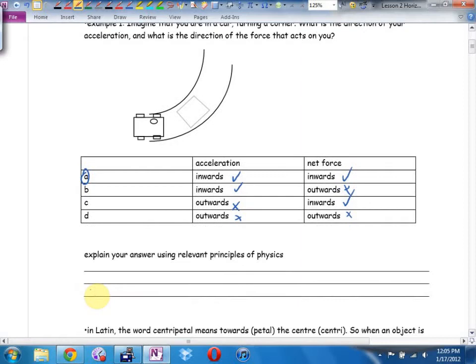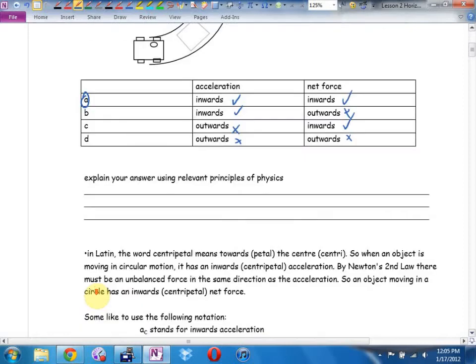It says explain your answer using relevant physics principles. I think I just did. I said if you're moving in a circle, net force is inwards and force is mass times acceleration, so it gets its direction from the acceleration. In fact, it's going to detail the explanation a bit better here. It says this. In Latin, the word, and here's your new word of the day, centripetal, means towards the center, or center-seeking. So when an object is moving in circular motion, it has centripetal acceleration. Then it says by Newton's second law, actually it's by Newton's first law, there must be an unbalanced force in the same direction as the acceleration.